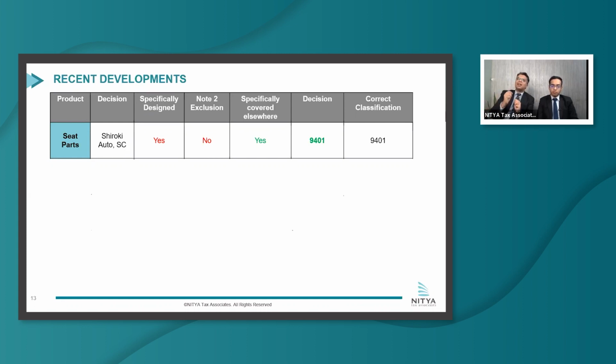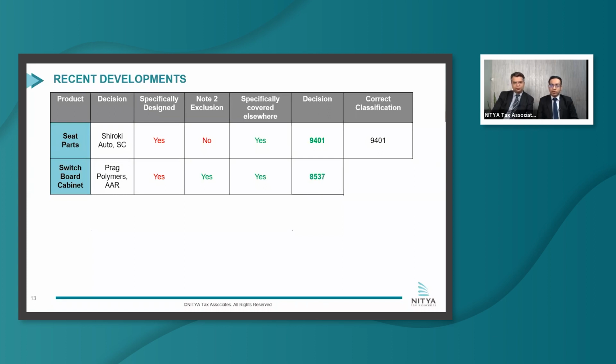And these tests are clearly coming in the explanatory notes to HSN, which was then adopted by the circular which Shivam discussed in the previous slide. Moving on to classification of switchboard cabinets. The Authority for Advance Ruling, while determining the classification in the case of Prague Polymers, discussed these three tests. Since all three tests were not fulfilled, they classified the switchboard under heading 8537 only.